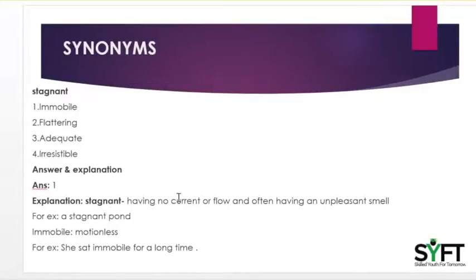Stagnant means having no current or flow and often having an unpleasant smell. For example, a stagnant pond. That means there is no flow of water, no flow of current, and it also smells unpleasantly. So, what is the synonym? That is immobile. That also means motionless. For example, she sat immobile for a long time. She sat motionlessly for a long time.